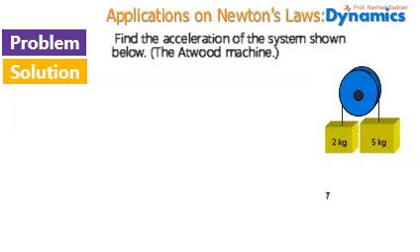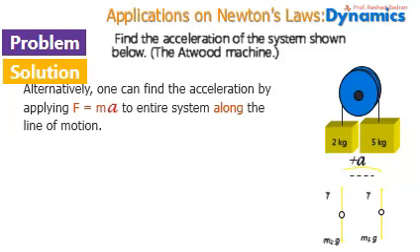You know, in the Atwood machine, if you are asked just to find the acceleration and you forget about the tension, there is an easy way, an alternative way of getting the acceleration for this system. And that is by considering the two masses as one mass along the line of motion. And in this case, the sum of the masses as one mass multiplied by the acceleration is the resultant force for the system.